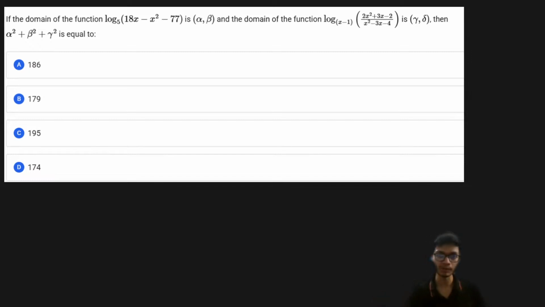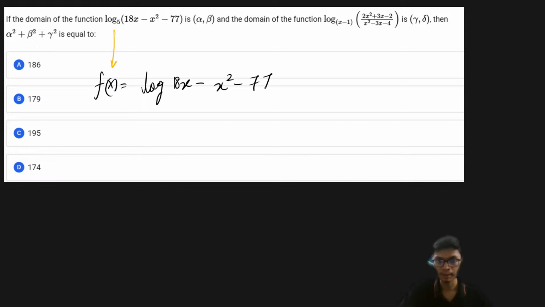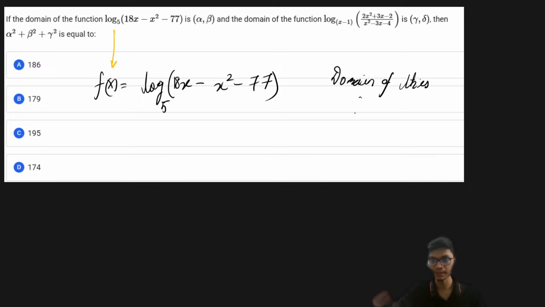If you look at this particular problem, let us consider the first function as f of x, which is given as log of 18x minus x square minus 77 to the base 5, right? And it is said that the domain of this function f of x is given as alpha comma beta on the open interval, right? So that is the domain mentioned for this particular function.